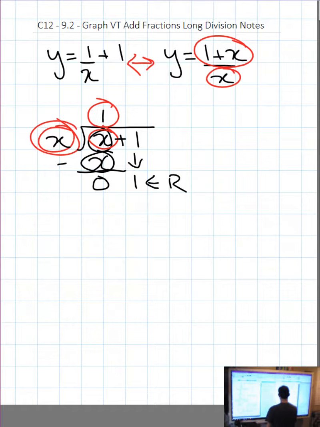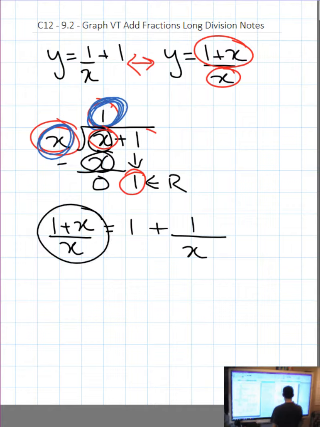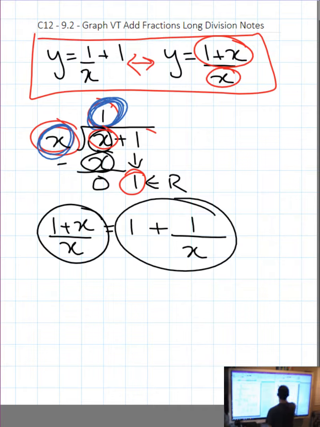And then we can write it in the form 1 plus x all over x is equal to the answer 1 plus the remainder 1 over the original divisor x. So we can clearly see that this function and this function are equal to each other, as we already knew from adding fractions, and now we can go in the other direction with long division.